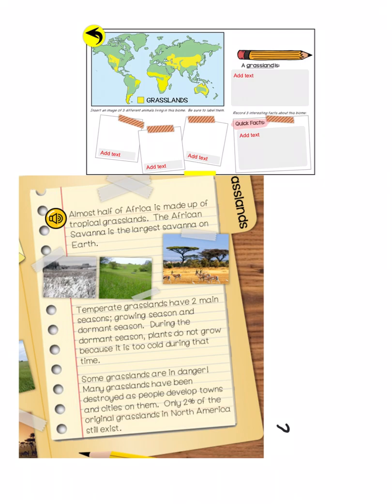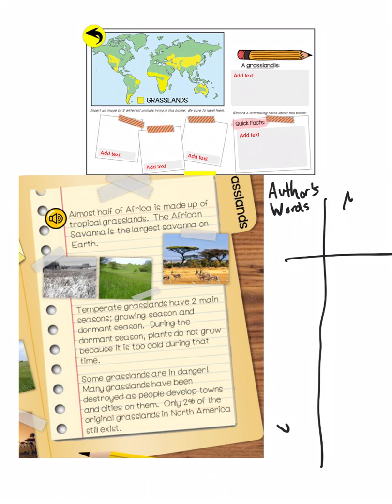Try this strategy on your own. Make yourself a T-chart. On one side, label it author's words. And then on the other side, label it my words. Practice identifying keywords or vocabulary from the text about grasslands, and then put the information into your own words on the other side. Then take what you've written and type it into the box for the quick facts. Don't forget to add pictures with captions to teach your reader something about what you've learned.